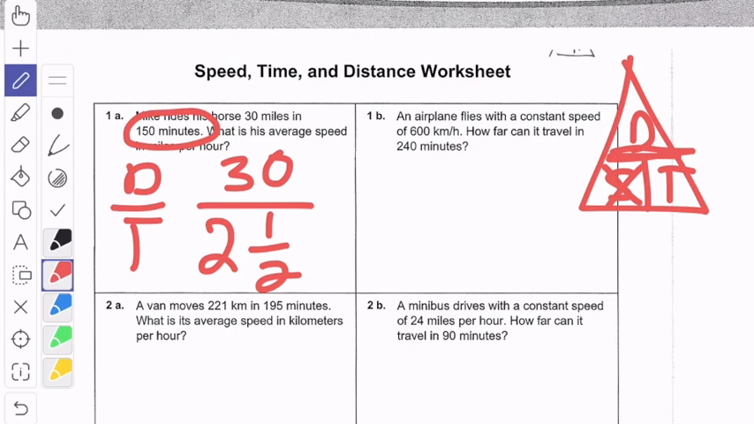For another one, let's say number 2, you have average speed again. So it's 221 over 195 minutes. Well, 3 hours is 180 minutes, and then you have 15 minutes left over. 15 minutes is a quarter of an hour. So it's going to be 3 1/4 or 3.25. And that will give you the answer.